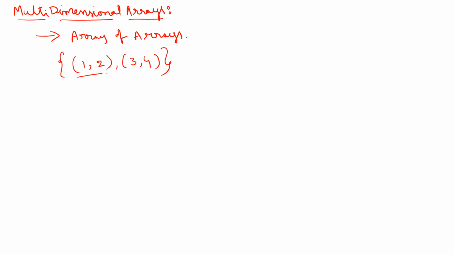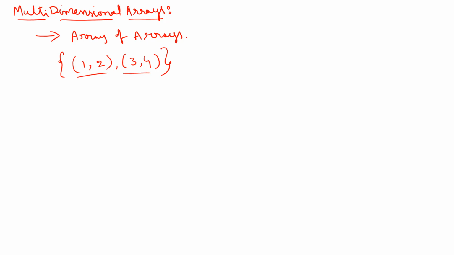So what are multidimensional arrays in Java? Multidimensional arrays are nothing but arrays of arrays. That means, let's say I have an integer array with values 1, 2, and I have another integer array with values 3, 4. Now, if I take both of these arrays into one array, then this is a multi-dimensional array.